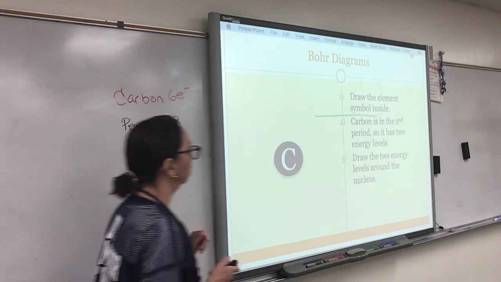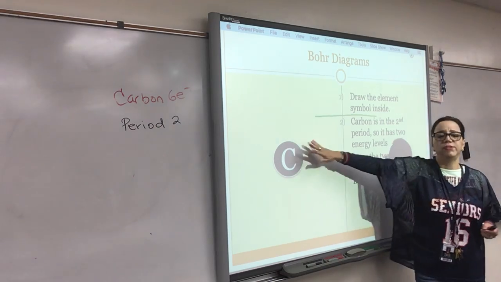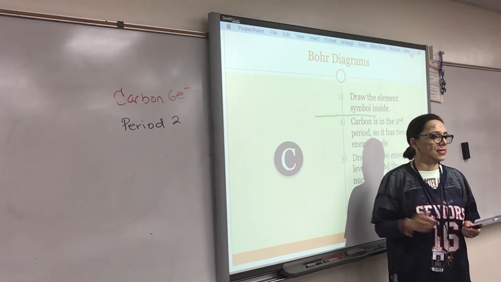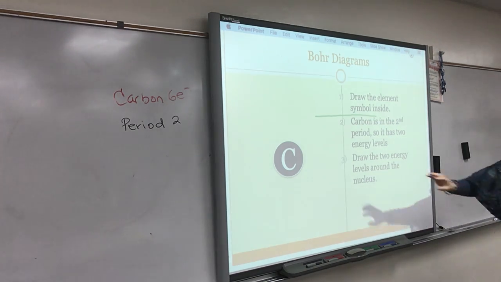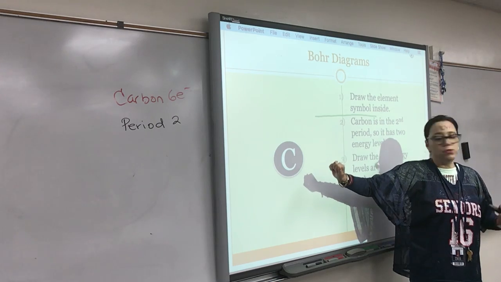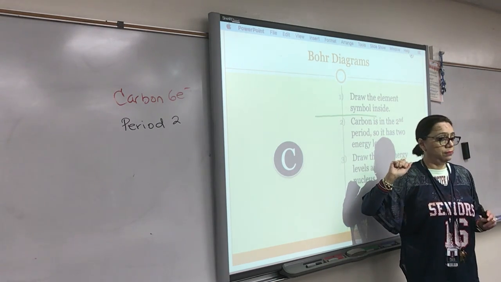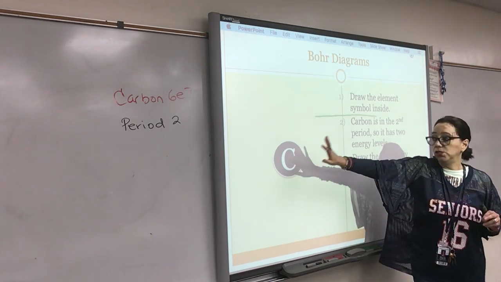Here we go. First of all, you will draw carbon in the middle. It doesn't have to be shaded. I just put it as an example. We're drawing carbon in the middle, the symbol in the middle. Were we supposed to write down all these steps? I'll let you write the steps soon, but I want you to understand. From the other one, it's just determining what period it is. Okay, so are we clear?